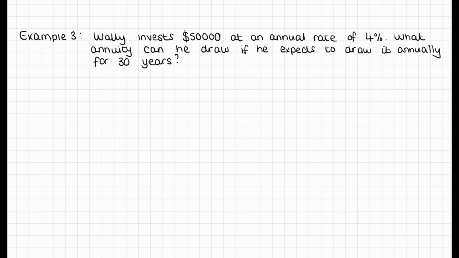And then final example, Wally invests $50,000 at an annual rate of 4%. What annuity can he draw if he expects to draw it annually for 30 years? First of all, work out what we put in our calculator, so N will equal, he wants to draw annually for 30 years. It's annually, so that will just be 30.